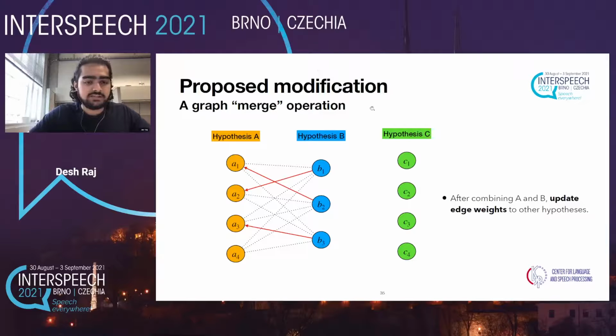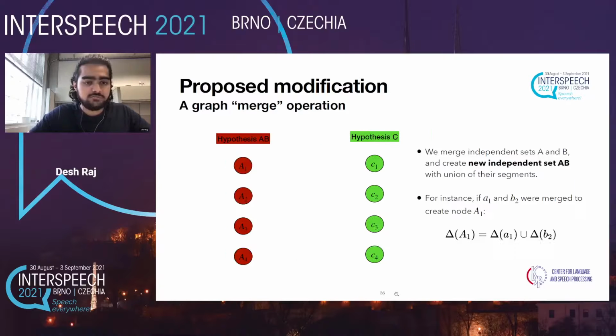What we modified in this algorithm was to introduce a graph merge operation. So we do not choose any anchor. Instead, we start combining, for example, A and B, and after this combination has been performed, we merge A and B into a combined hypothesis AB, which is formed by taking the union of the underlying combined speaker nodes. So for example, if A1 and B2 were merged into the same speaker, then the new hypothesis AB will have the new speaker node A1, which is just the union of A1 and B2.